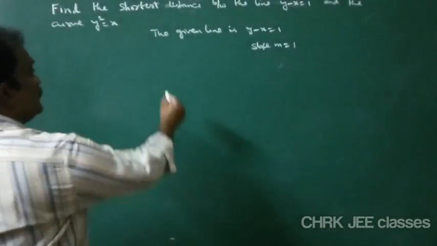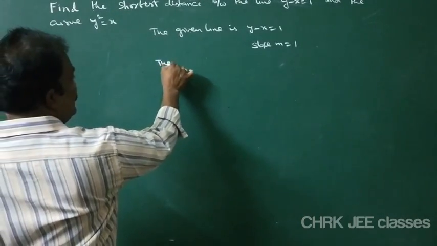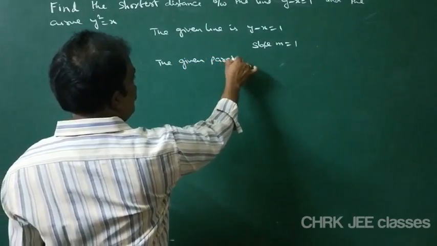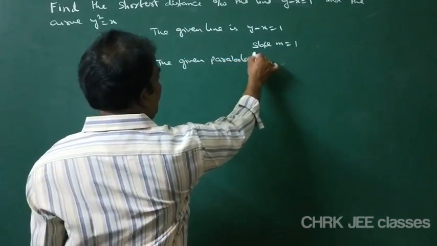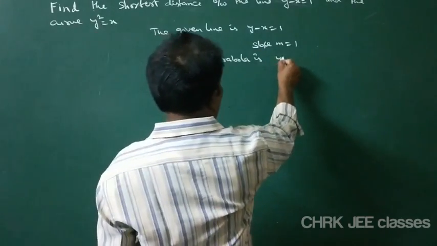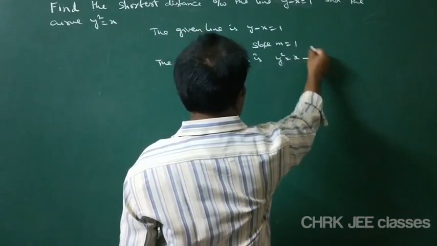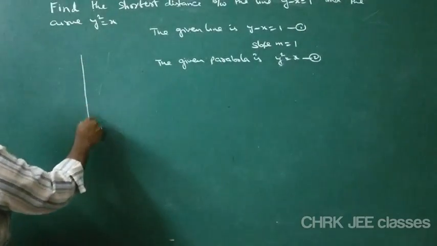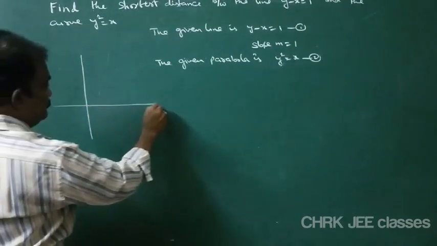The given parabola is y square equal to x. This is 2 and this is 1. So now observe this diagram.